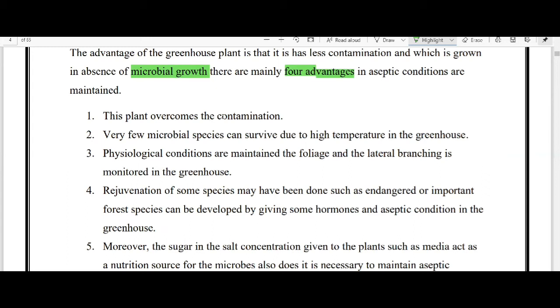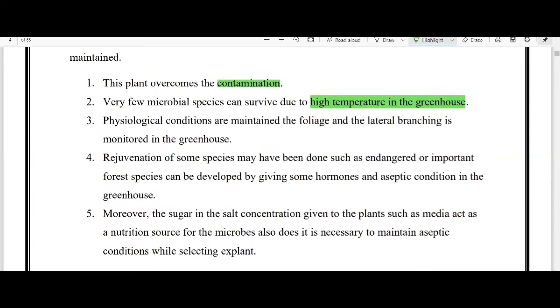The plant overcomes contamination, which I mentioned. Very few microbial species can survive at high temperature in the greenhouse, so they can overcome contamination. The greenhouse itself has very few microbial species inside. So the plants are resistant, and the area is also not having microbes.